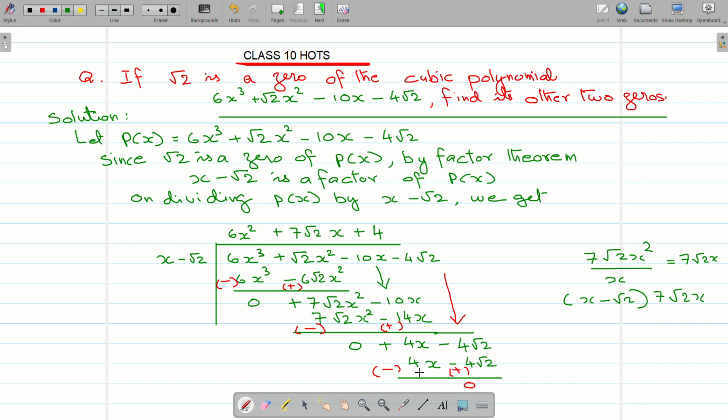Following the same steps, 4x divided by x will give you 4. Then 4 is multiplied by x minus root 2, 4x minus 4 root 2. Then subtracting, you get the remainder as 0.